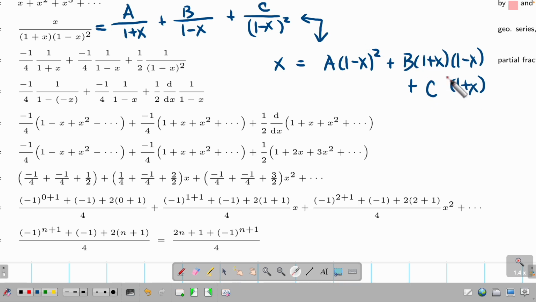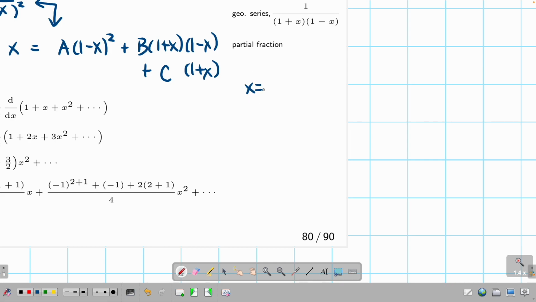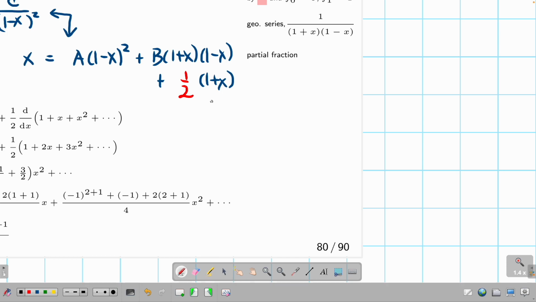Then what's next? I will plug in specific values of x to get my A, B, C. So from here, if x is 1, then I will get 1 equal to 0 plus 0 plus 2C. If I put x is 1, this is 1, 1 minus 1 is 0, gone. This is 1 minus 1, 0, so gone. This one is 2, so I have 2C. So C is half, okay? So C is half. Now we proceed with other x.